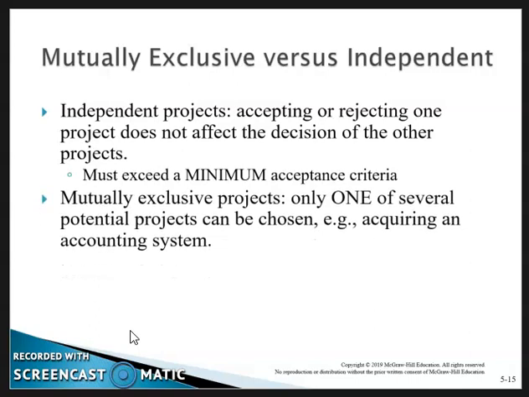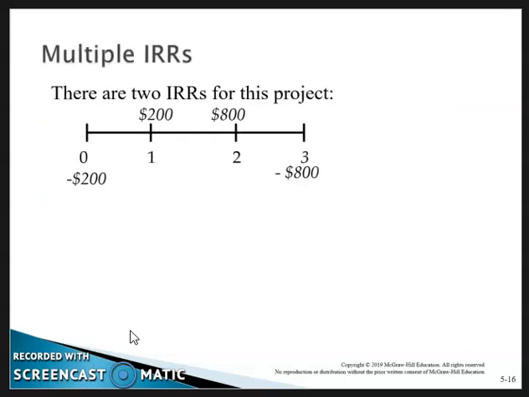Mutually exclusive projects: only one of two or more projects can be chosen. Say, for example, acquiring an accounting system or building a new factory, those sorts of decisions. The decision is typically exclusive. We evaluate several alternatives and we pick the best alternative. Rank all the alternatives, select the best one.